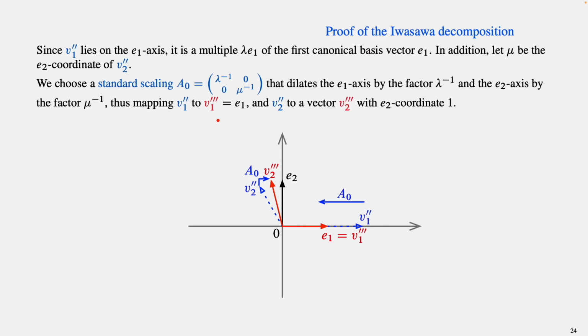So by construction now, v1 prime prime lies on the e1 axis, and this means it is a multiple of the first canonical basis vector e1, say by a factor of lambda. And also we say that mu is the e2 coordinate of v2 prime prime. Okay, so v1 prime prime is lambda times e1, and v2 prime prime should have the component of length mu along the e2 axis.